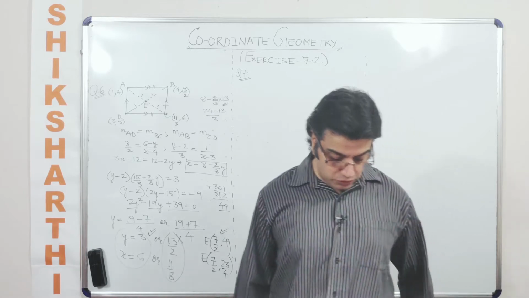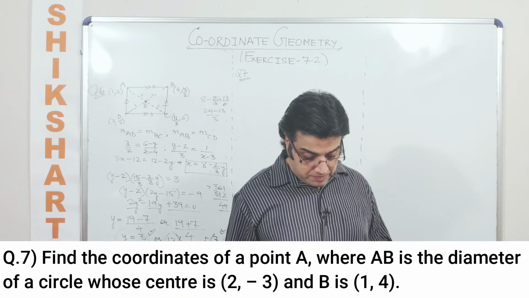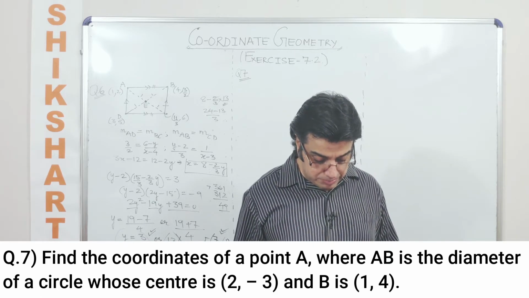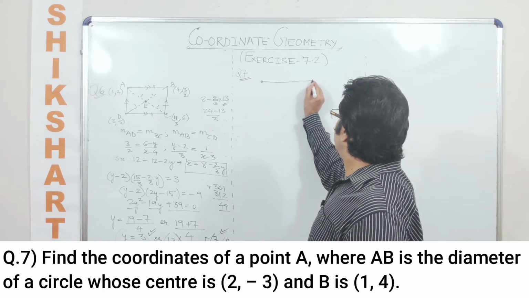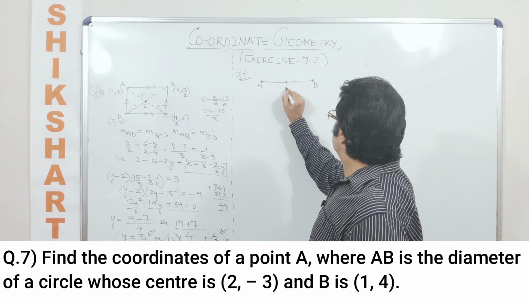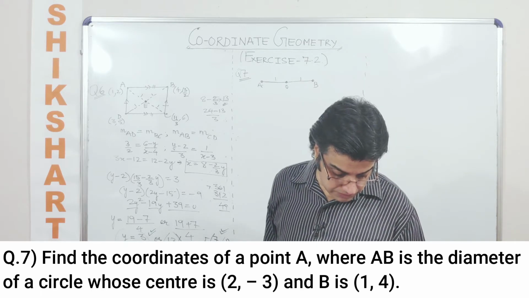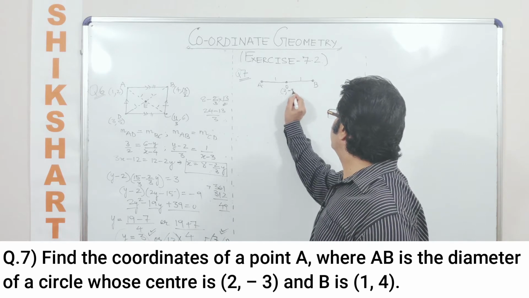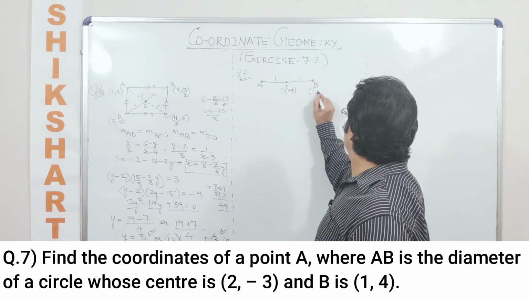Question number 7 says, find the coordinates of point A where AB is the diameter of a circle whose center is this and B is this. Okay. So there is AB, AB is the diameter of the circle. Let's say O is the center point of the circle, and this ratio is already given to you as 1:1. Find the coordinates of A whose center is given to you as 2, -3, and the coordinates of B are given to you as 1, 4.